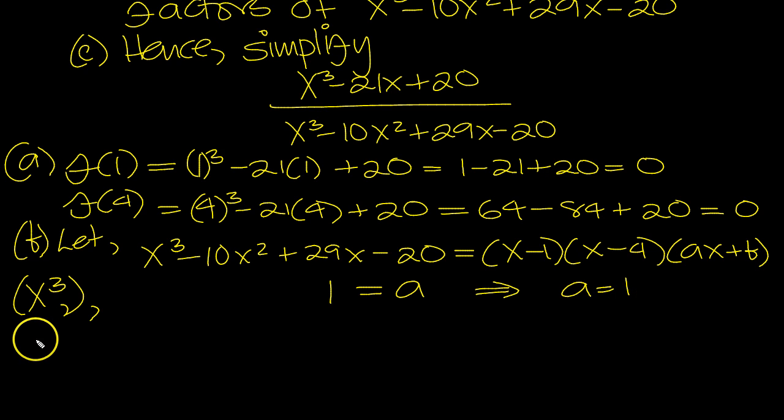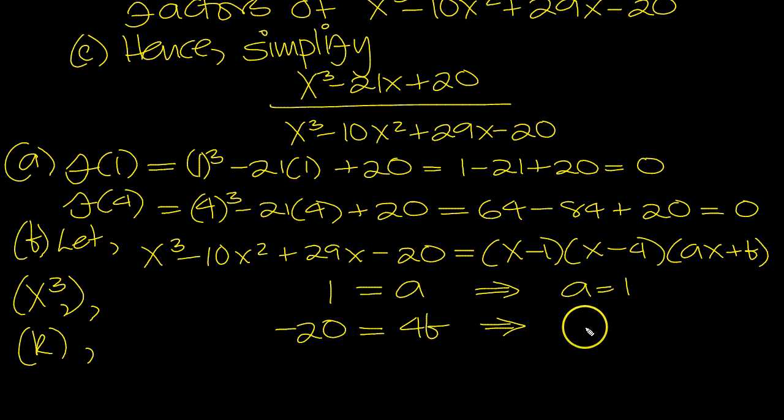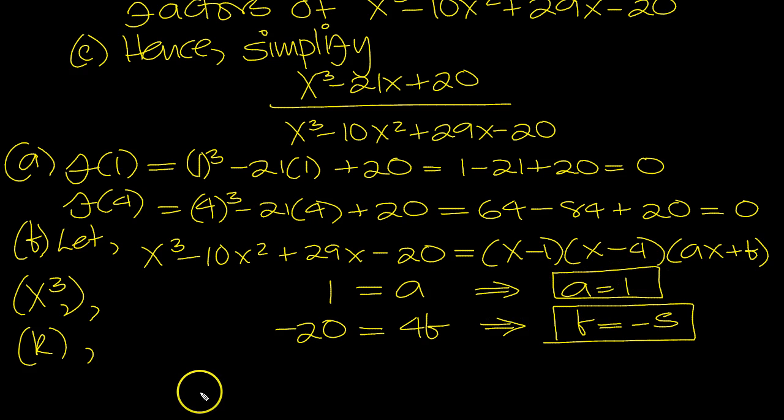Now the constant terms, I'll put x equals 0 in, we get minus 20, and here we get 4b, and that tells us that b will equal minus 5. Divide by 4, minus 5. So a is 1 and b is minus 5. So let's just check that then. Let's just check it with the x squared, because we want to make sure they are identical.